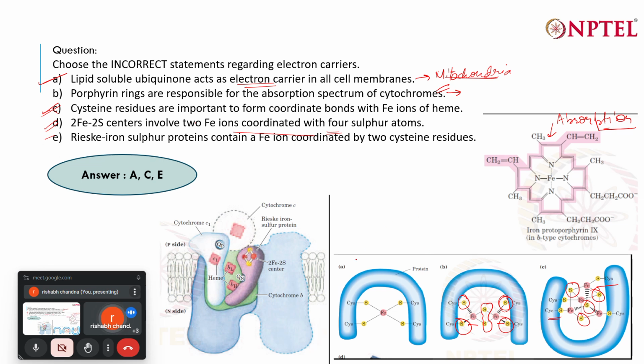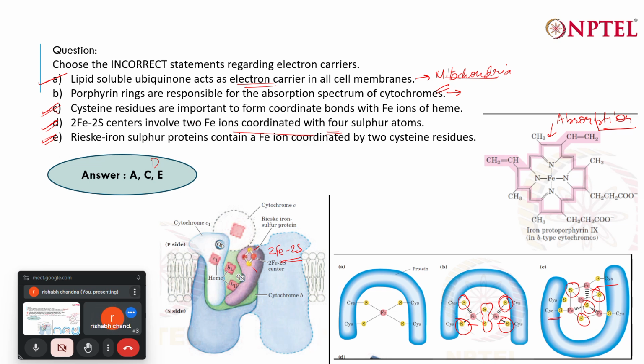Because in case of 2Fe2S, for example, here in cytochrome C, this is Rieske iron sulfur protein also. So in this case, 2Fe and 2S are involved. These yellow ones are the 2S atoms, and these orange ones are the 2Fe atoms. So this means 2Fe molecules are coordinated with 2S molecules. So both D and E are incorrect. So here we'll include D also. So A, C, D, E are the incorrect statements of the following statements.